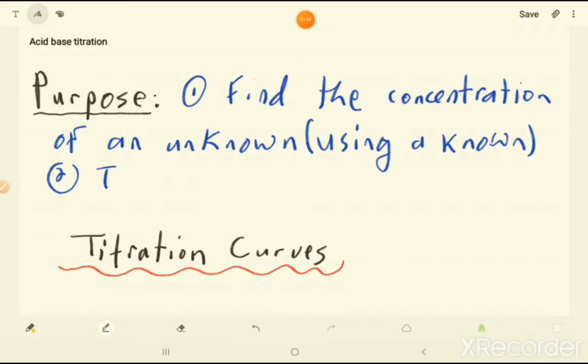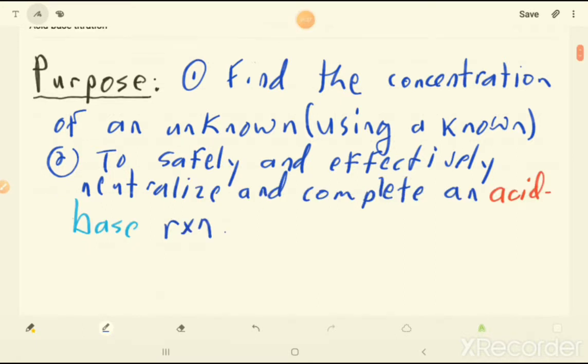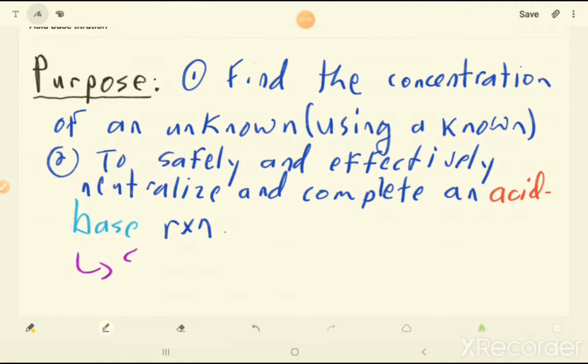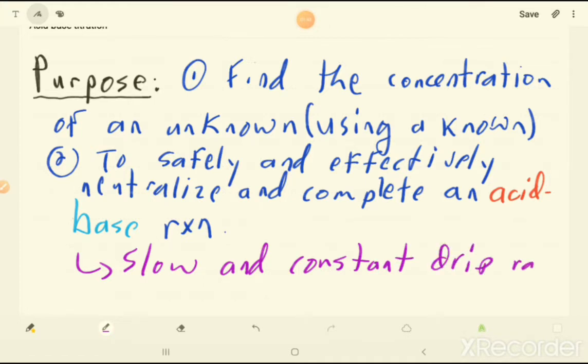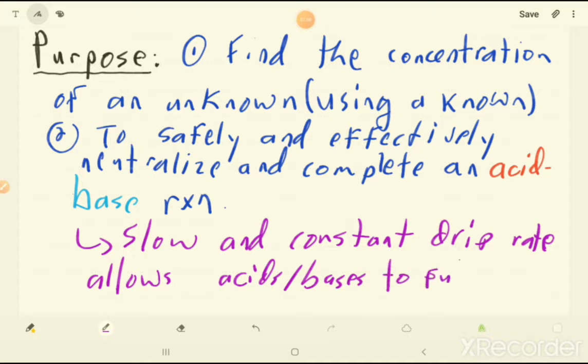And then the second purpose is to safely and effectively neutralize or complete an acid-base reaction. The reason it allows a full neutralization to occur is because the slow and constant drip rate allows acids and bases to fully react with every drop.